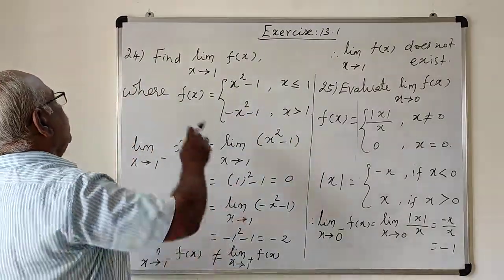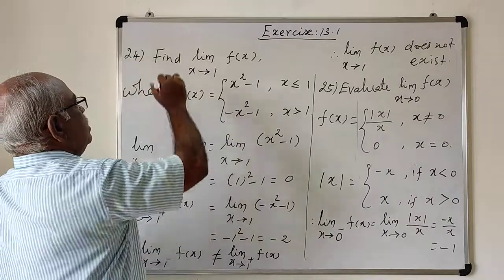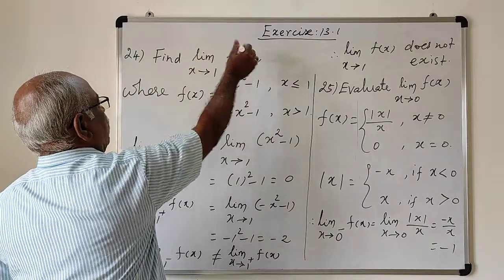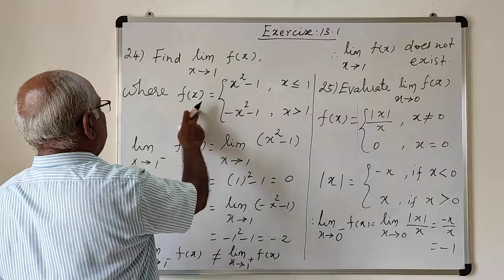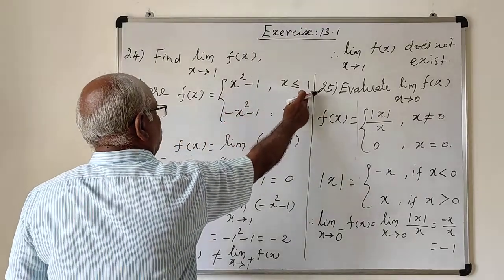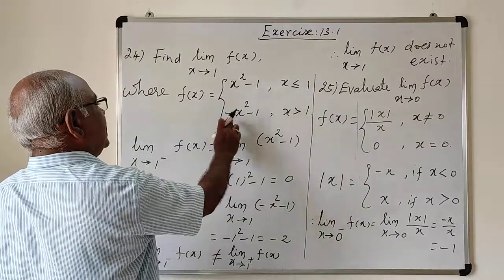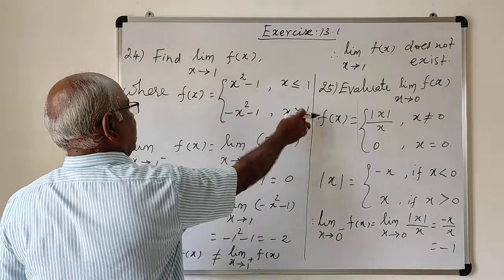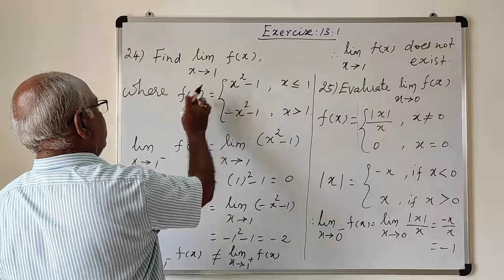In the exercise 13.1, problem number 24 is: find limit x tends to 1 of f of x, where f of x is given by x square minus 1 when x is less than or equal to 1, and minus x square minus 1 when x is greater than 1. This is the definition of the function f of x.